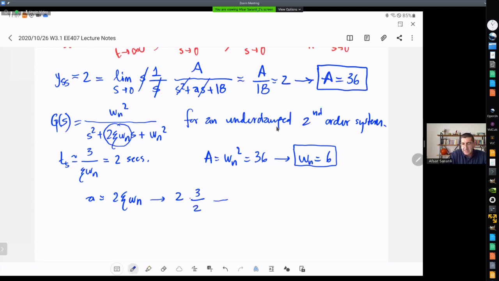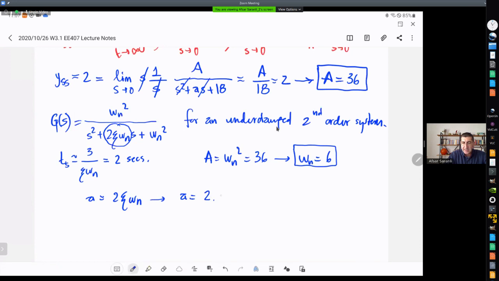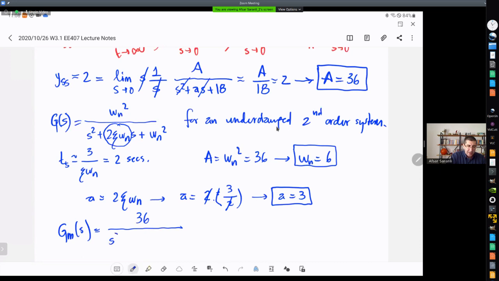Let me write it down again, okay? Small a is equal to 2 times psi omega n, and psi omega n is equal to 3 over 2, and that means I have small a determined as well, which completes all of the model parameters. So my full transfer function becomes simply 36 over s squared plus 3s plus 18.